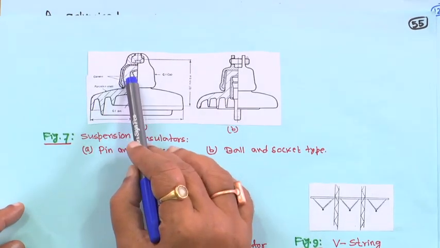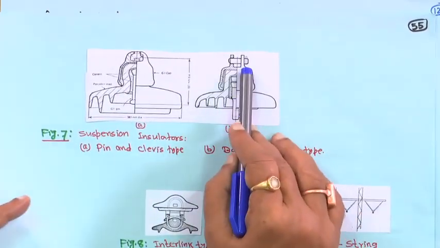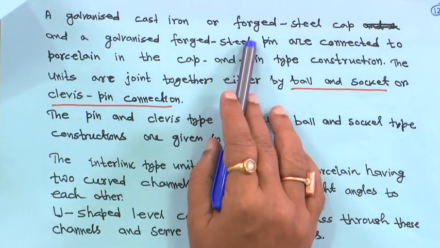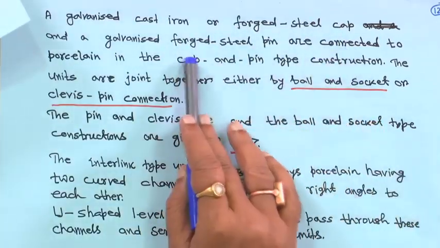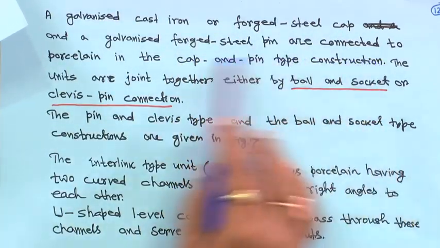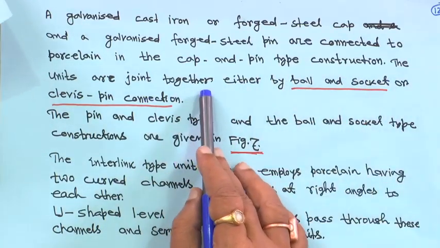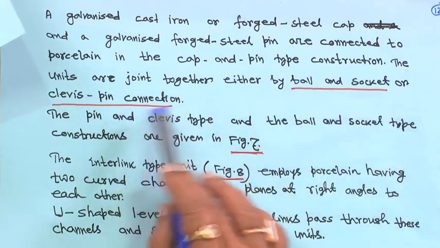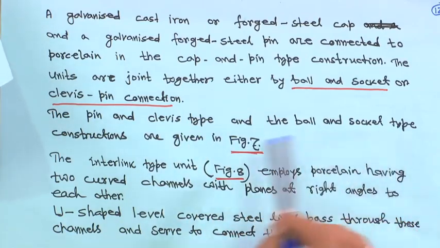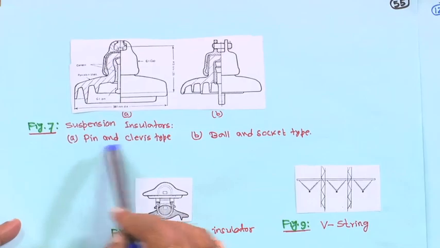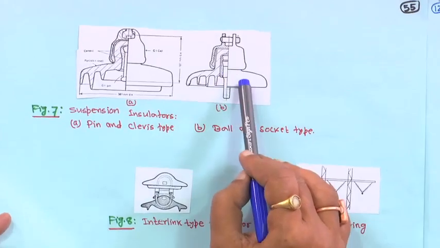This is the cement. This is the porcelain shell, right. This is the cap, and this is the ball and socket type. So, the galvanized cast iron or forged steel cap, this is the cap, and a galvanized forged steel pin are connected to the porcelain in the cap and pin type construction. The units are joined together either by ball and socket or clevis pin connection. The pin and clevis type and the ball and socket type connection are shown in figures 7a and 7b, right. So, 7a is the pin and clevis type, and 7b is the ball and socket type.